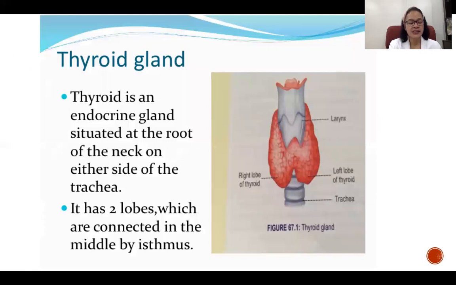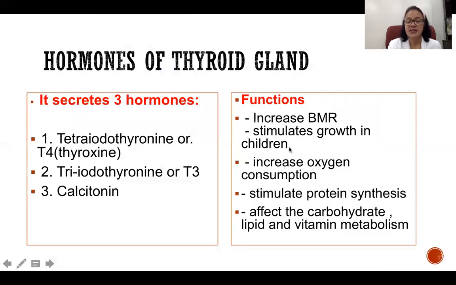Okay, so this is your thyroid gland. We all know that it is located here, the root of the neck, and it has two lobes connected in the middle by the isthmus. It secretes three hormones: tetraiodothyronine, or T4 or thyroxine, T3 or triiodothyronine, and calcitonin. And these are the important functions of your thyroid gland.